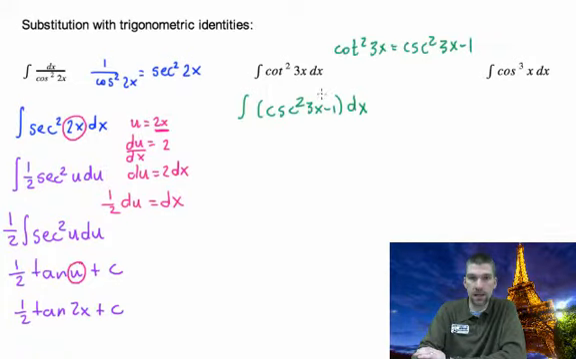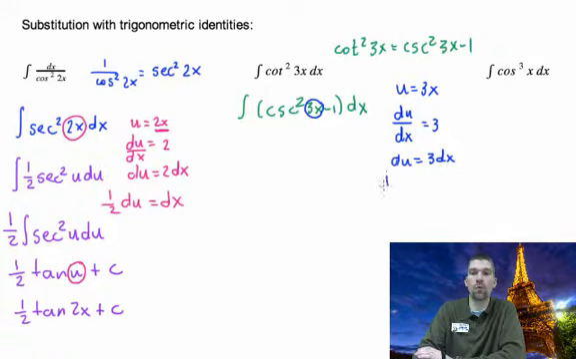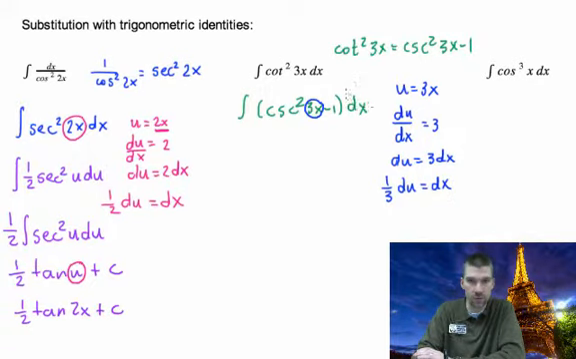We can let this guy right here be equal to u. So u equals 3x. du dx is equal to 3. So du equals 3 dx. And 1/3 du equals dx. So there's our equality statement. And again, because we just have the one dx right here. Okay, so let's go ahead and sort this out.